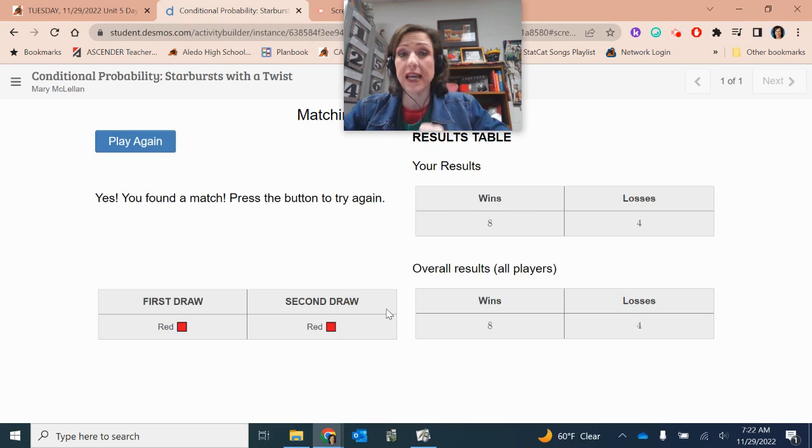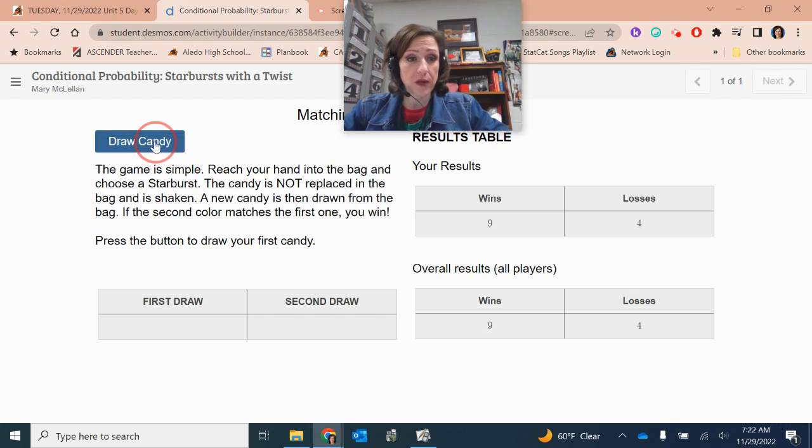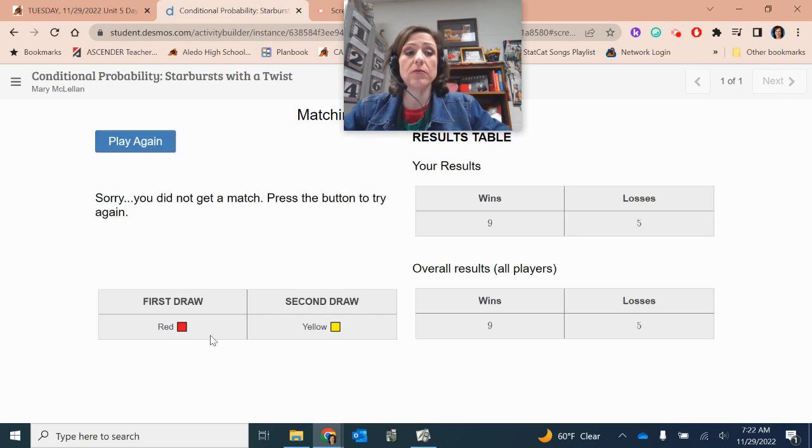And then there's the second one. Yay, I won again. And so on. Let's play again. Wow, I got red and red. Next, oh, look, here's the next one. I pulled the red, but then I got one of the yellows. Because see, there were only 2 out of the 5 candies in there that were yellow. So there's a 40% chance. So I lost the game.